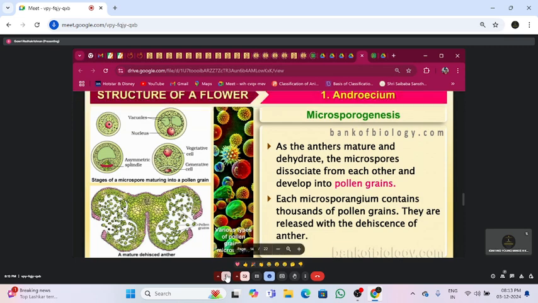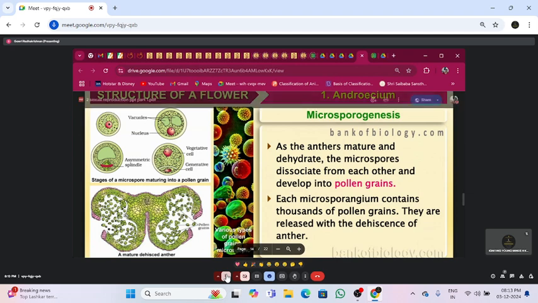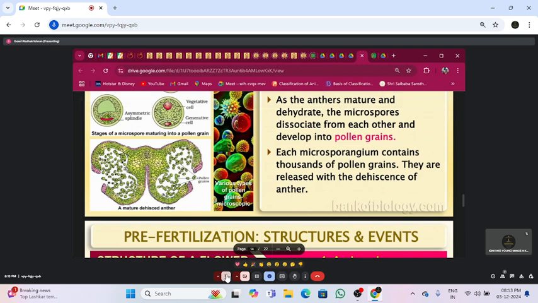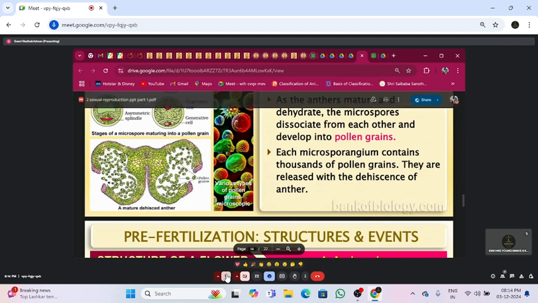So like here, you can see in the diagram. Each microsporangium contains thousands of pollen grains. They are released with the dehiscence of the anther. So from the anther, it is released.